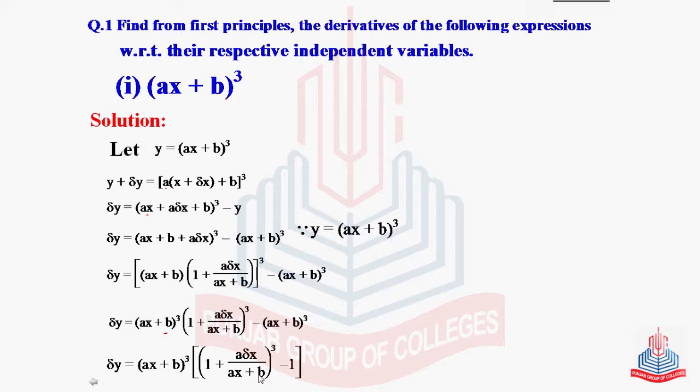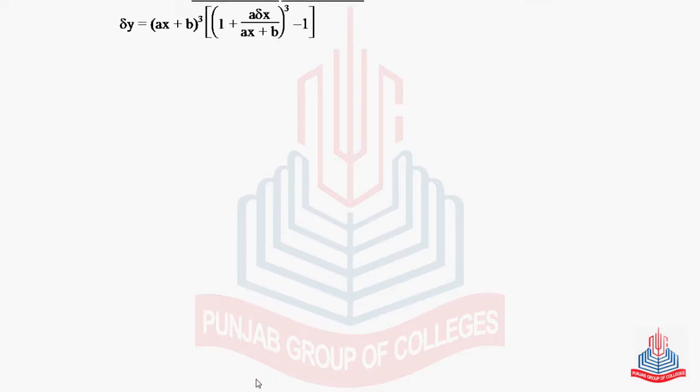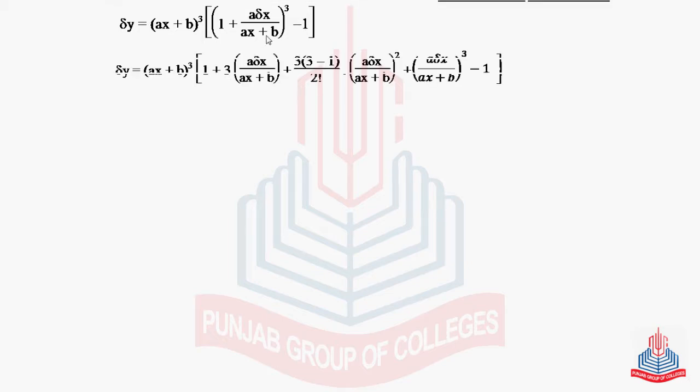Now we just open this cube with the help of the binomial series formula. So delta y = (ax + b)^3 {[1 + a delta x/(ax + b)]^3 - 1}, and now delta y = (ax + b)^3 {1 + nx + ... - 1}. Here n is 3 and x is a delta x/(ax + b), plus n(n - 1)/2! [a delta x/(ax + b)]^2, plus the last term, which will have a coefficient of 1, [a delta x/(ax + b)]^3, minus 1.